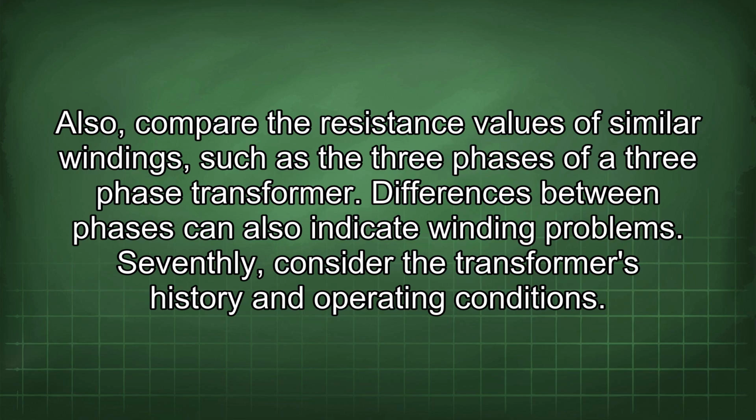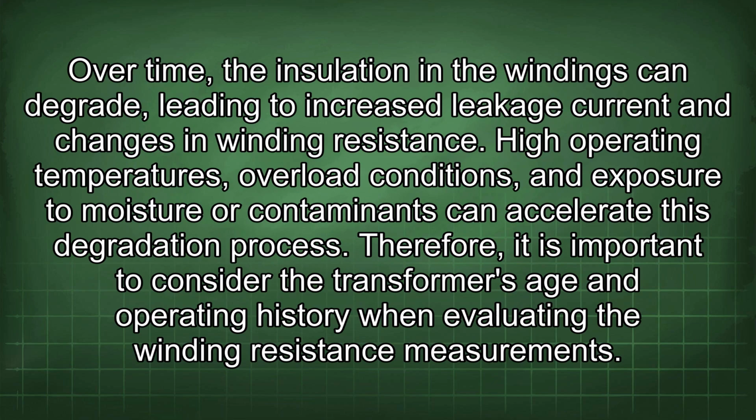Seventhly, consider the transformer's history and operation conditions. Over time, the insulation in the windings can degrade, leading to increased leakage current and changes in winding resistance. High operating temperatures, overload conditions, and exposure to moisture or contaminants can accelerate this degradation process. Therefore, it is important to consider the transformer's age and operating history when evaluating the winding resistance measurements.